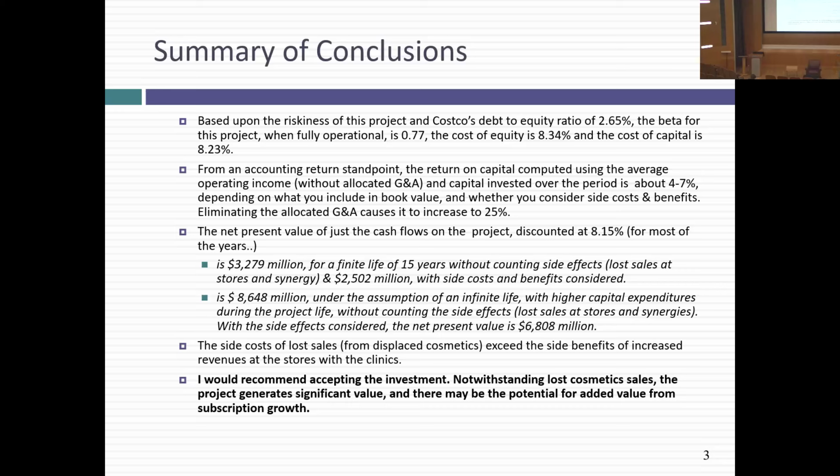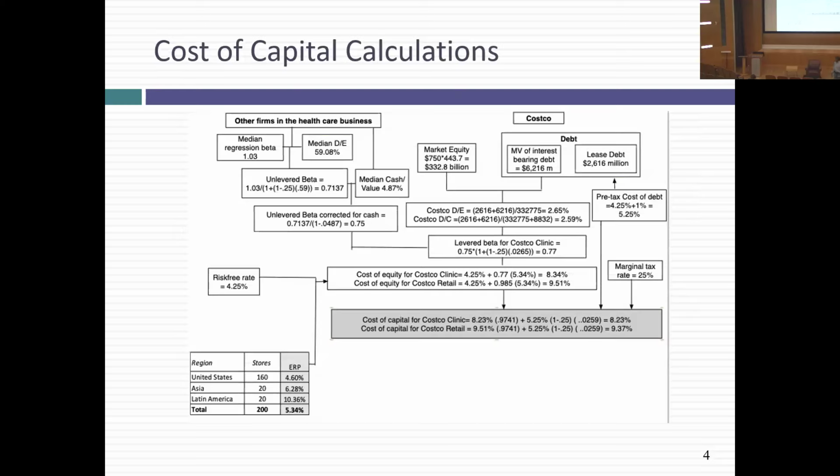On the accounting return, my first go around, I got about 4 to 7%. Not great, in fact, especially because my operating income was pushed down by that huge allocated G&A. You take that allocated G&A out, the return on capital jumps to about 25%. You're saying, which one's the right one? I'm not using either, but I think the 25% is probably closer to the truth than the 4 to 7%, because the allocation is going to be there no matter what.